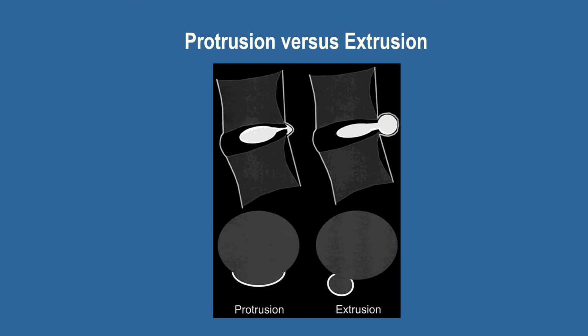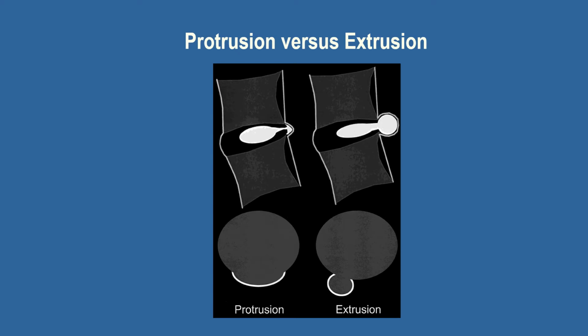And you'll notice that the protrusion doesn't look as big as the extrusion. There are some concerns with it, though. If you look at the top image, it doesn't look as big compared to the extrusion. But if you look at the bottom images, the way we really classify these is through the axial views.